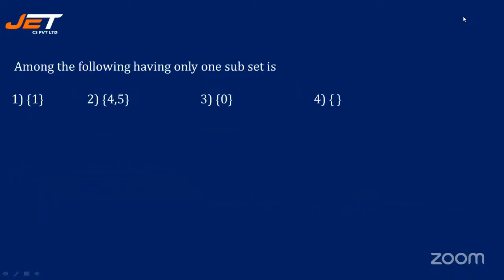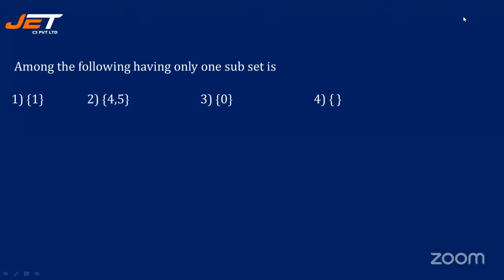All right, let's move on to the next question. Good students who have given the answers. Very good, you all are really doing great. All right, among the following, having only one subset is dash. 1, 4, 5, 0, or empty set. So which has only one subset?